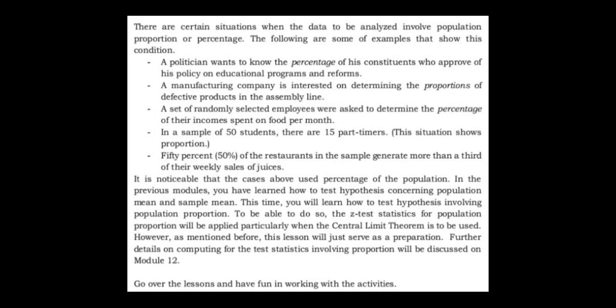In a sample of 50 students, there are 15 part-timers. This situation shows proportion. 50% of the restaurants in the sample generate more than a third of their weekly sales from juice. It is noticeable that the cases above use a percentage of the population.